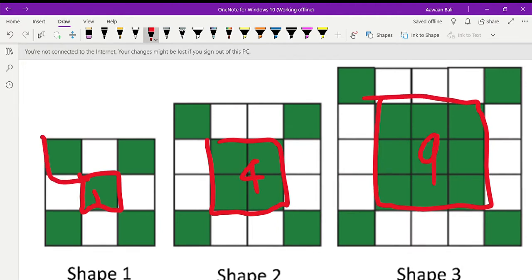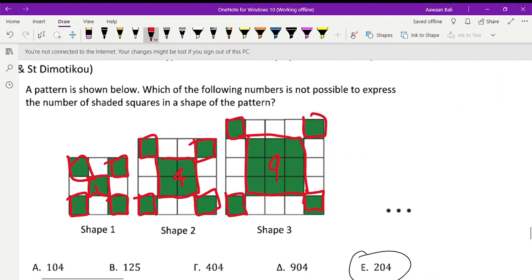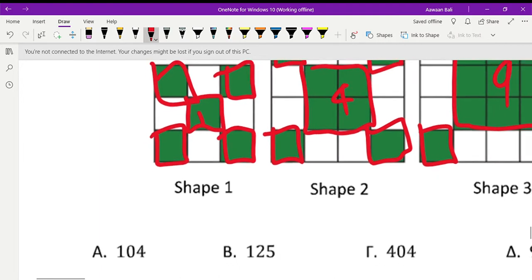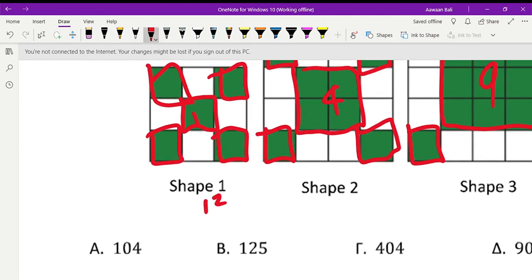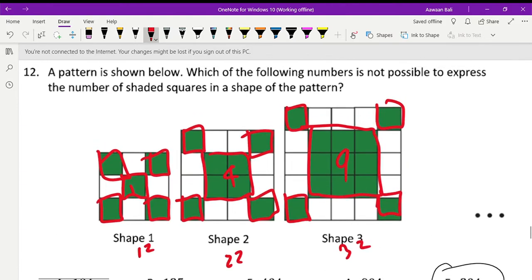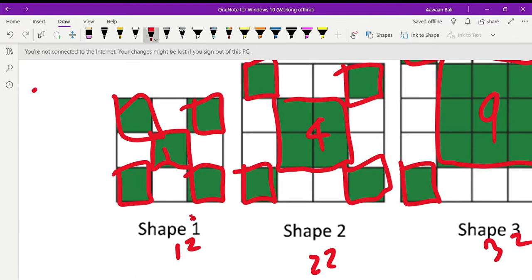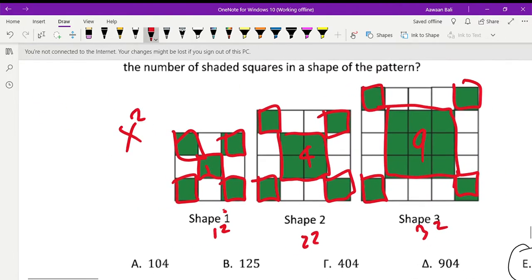So like 1, 4, 9. And there's always an extra 4 squares for every shape. Always an extra 4 squares. It's in shape 1, it's in shape 2, it's in shape 3 also. And this actually goes according to, if shape 1 is 1 squared, shape 2 is 2 squared, shape 3 is 3 squared, that means you could say the formula is, where x is the position, x squared plus 4. The position squared plus 4.